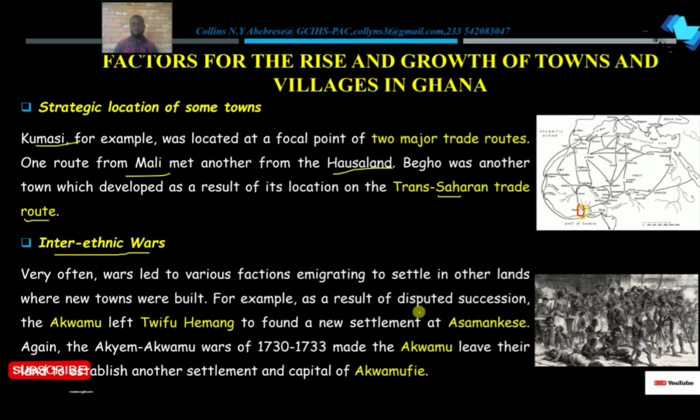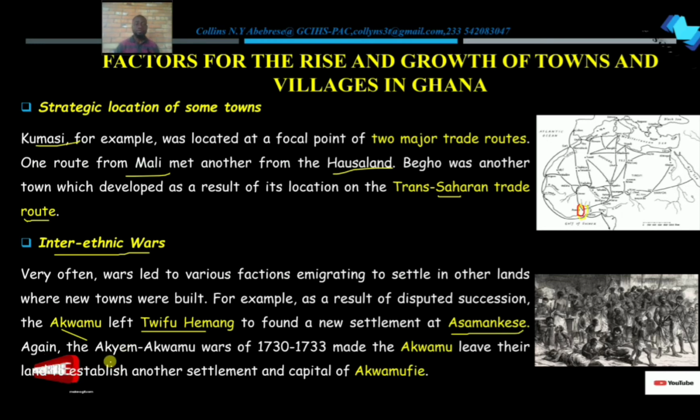Now, for example, as a result of disputed succession, the Akwamu left Twifo Hemang. So the Akwamu people were actually in Twifo Hemang. They left that area because of some succession disputes which may lead to war. And then they left Twifo Hemang to settle at Asamankese, where they are today. So when you ask the Akwamu people why they came to settle in Asamankese, they will tell you that because of war, they left Twifo Hemang to settle in Asamankese, and they came to found the town or the village called today Asamankese.